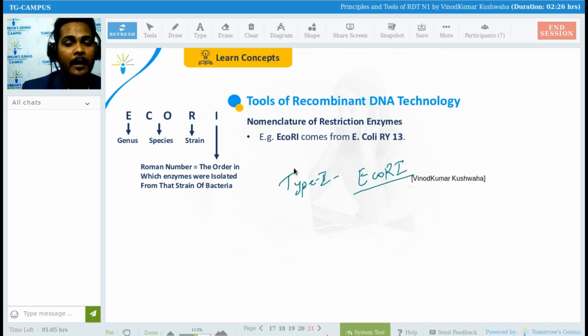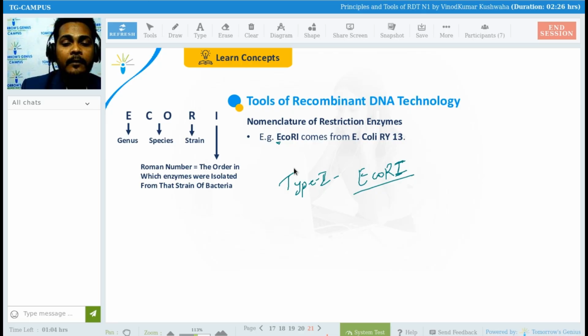Now what is the meaning of this EcoRI? So I is a Roman numeral. Eco stands for Escherichia coli, right? The first letter used for the enzyme is the first letter of the bacterium genus name. What is the bacterium genus name? Escherichia, right? The first letter is E. Escherichia coli is a bacterium from which this restriction enzyme is obtained, right? And that's why the name starts with capital E, standing for Escherichia coli.